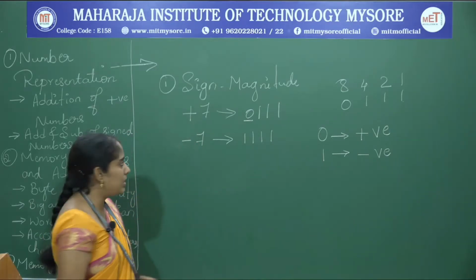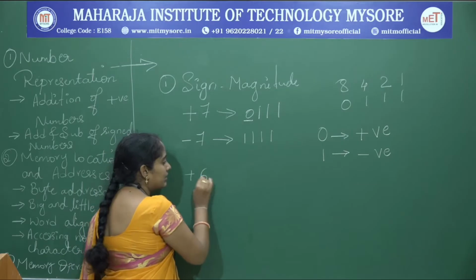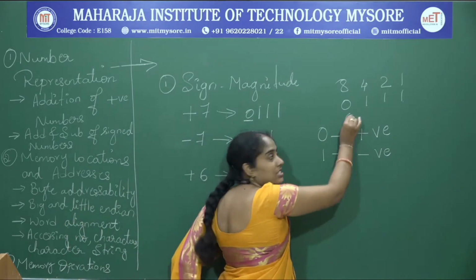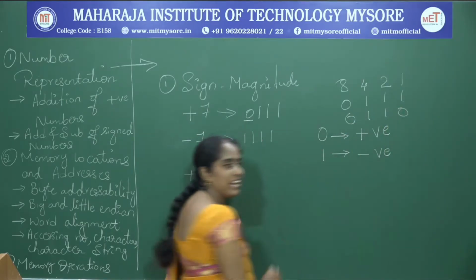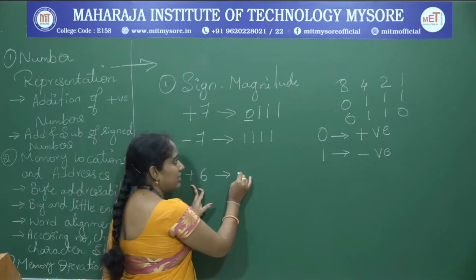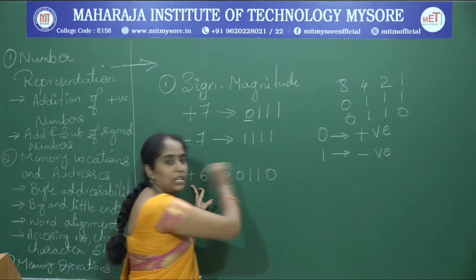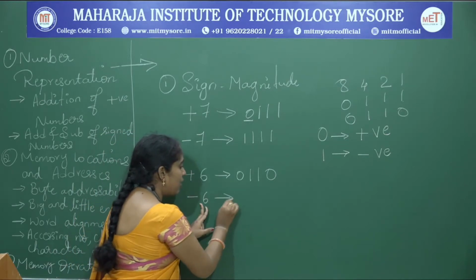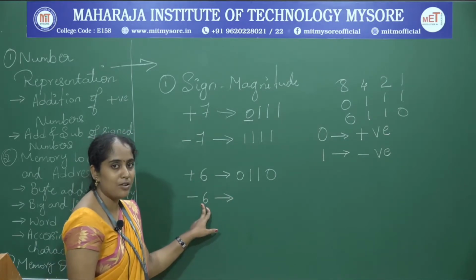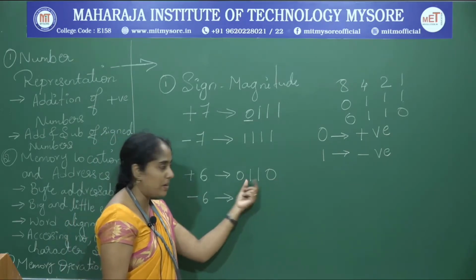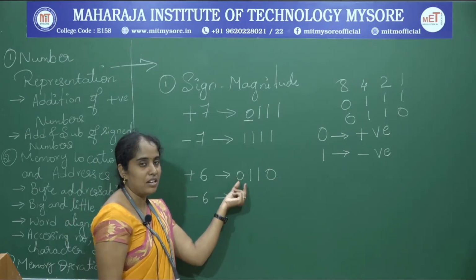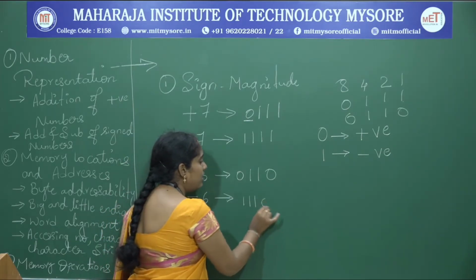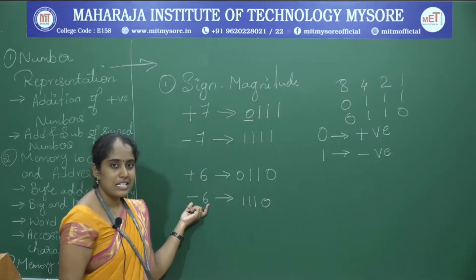Take another example, plus 6. How to represent plus 6? It is 0, 1, 1, 0. But take minus 6. How to represent minus 6 in the sign and magnitude system? In this 4 bit number, this is the most significant bit, so it is a negative number. Now the 0 becomes 1, giving 1, 1, 1, 0. So this is minus 6.